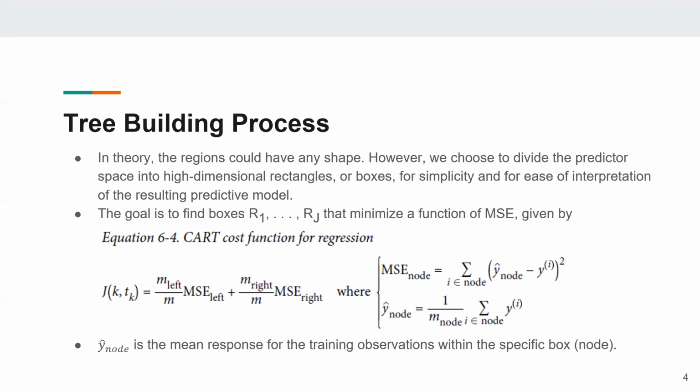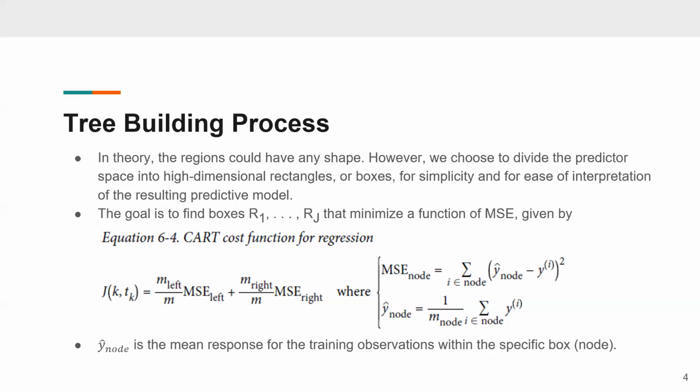In theory, the regions could have any shape. However, we choose to divide the predictor space into high-dimensional rectangles or boxes for simplicity and for ease of interpretation of the resulting predictive model. So just remember that we're aiming to divide the predictor space into high-dimensional rectangles or boxes.